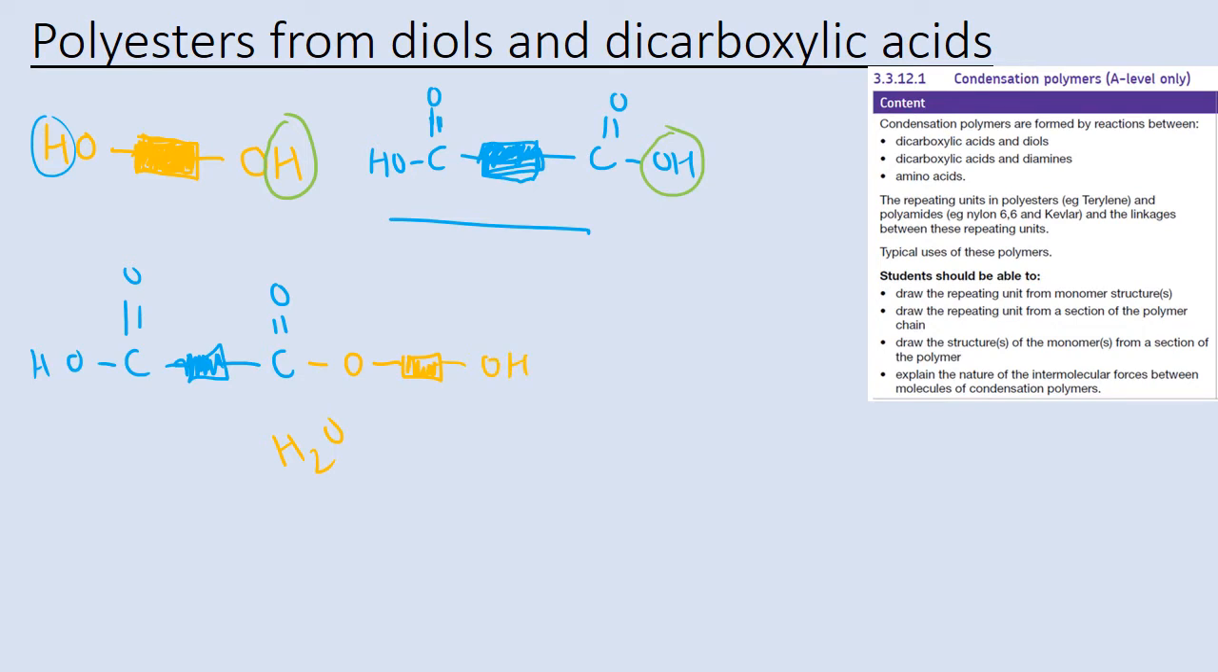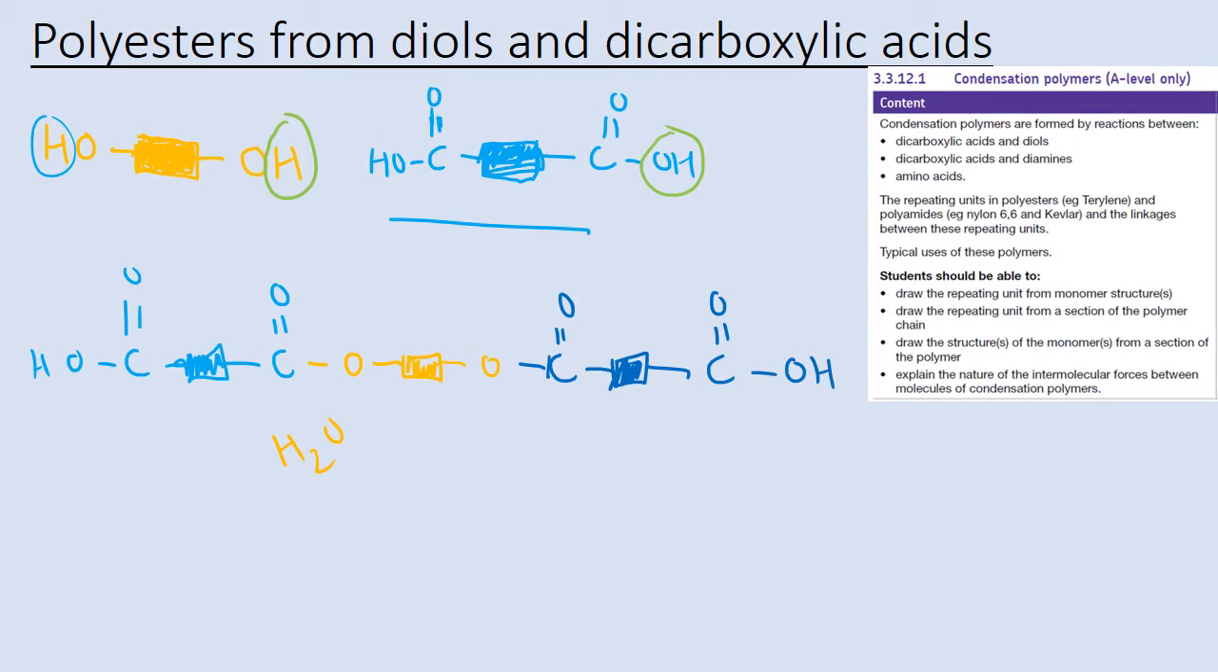However, if I've got lots and lots of these dicarboxylic acids and lots of these diols, what's going to happen is we're going to end up with numerous ester links. It's going to end up with another carbon. There we go. Another one of these. Slightly annoying, that's a different shade of blue, isn't it? Never mind. So there's another carboxylic acid.